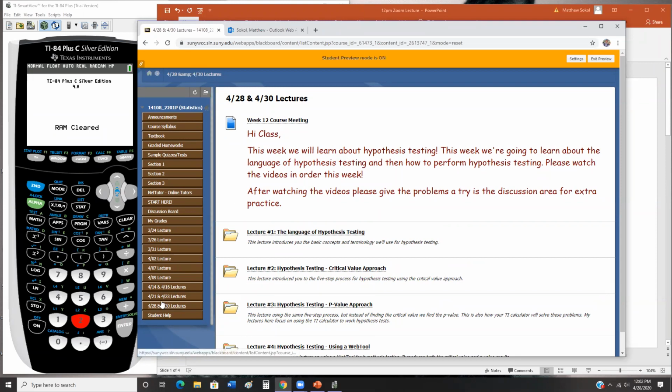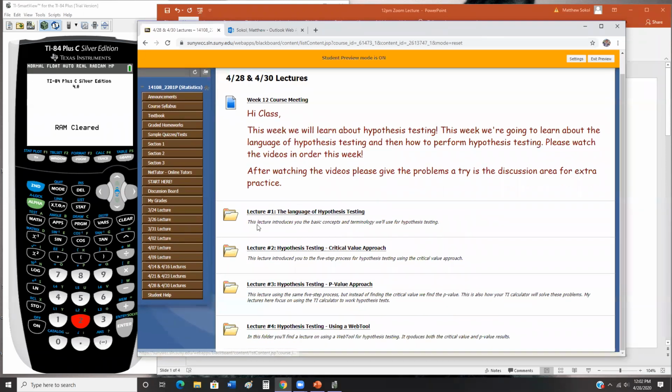So when you log into the classroom, under the 428 and 430 tab, you'll see 4 folders here. It's really important that you spend the time to watch all these folders. What I'm going to do in this lecture today, it's going to take about 20 minutes maybe, is give you a real brief, quick introduction to hypothesis testing. So lecture number 1 here under the language of hypothesis testing is a really good review lecture of the terminology I talk about in this Zoom lecture today.